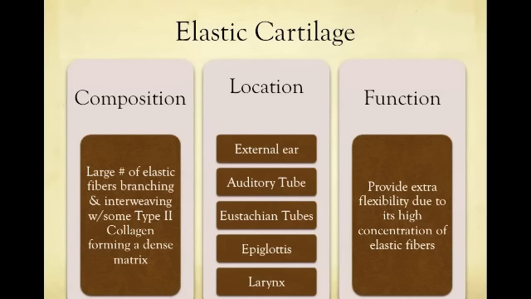Elastic cartilage is located within the external ear, the auditory and eustachian tubes, as well as the epiglottis and the larynx. Elastic cartilage's function is to provide that extra flexibility due to the elastic fibers woven into its matrix, and this allows the cartilage to stretch, bend, and bounce back more readily than the other types of cartilage.